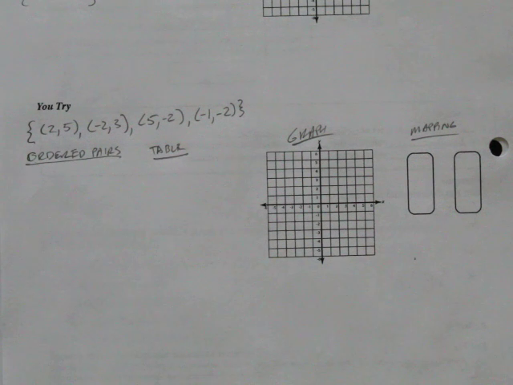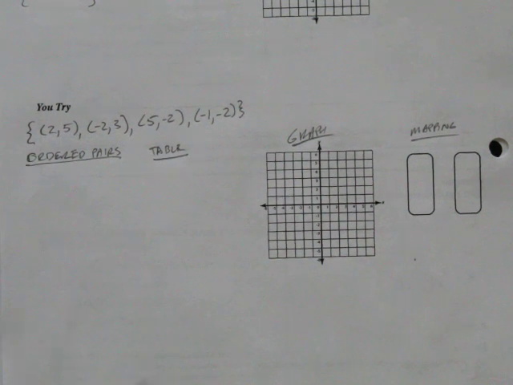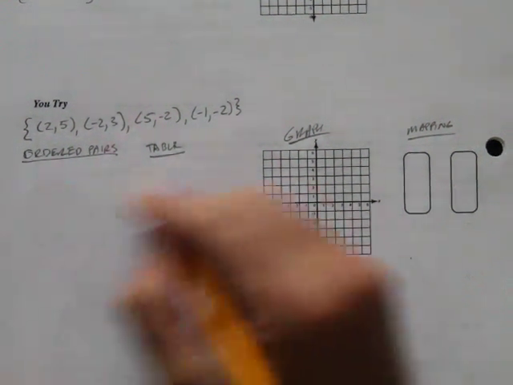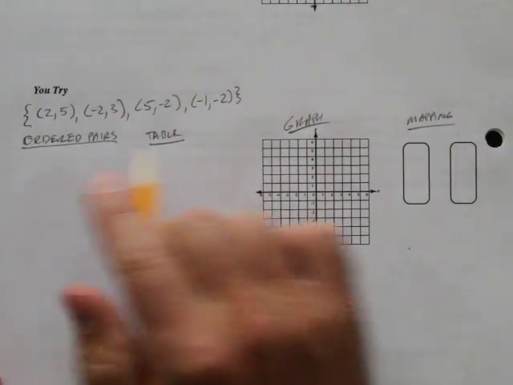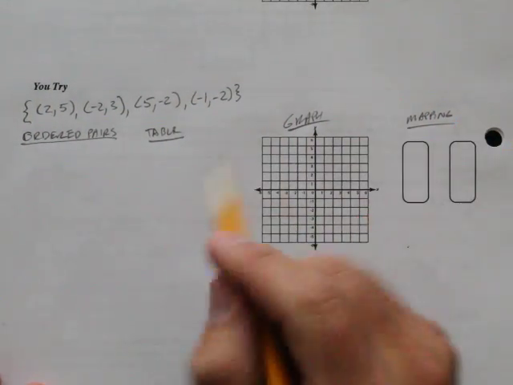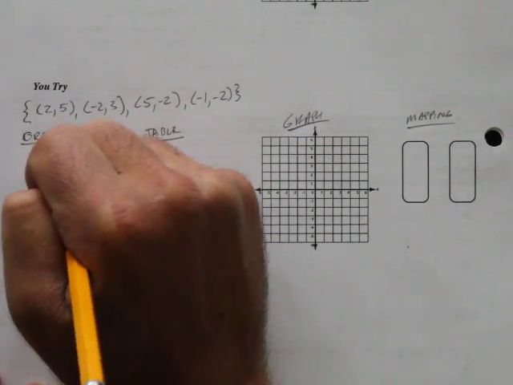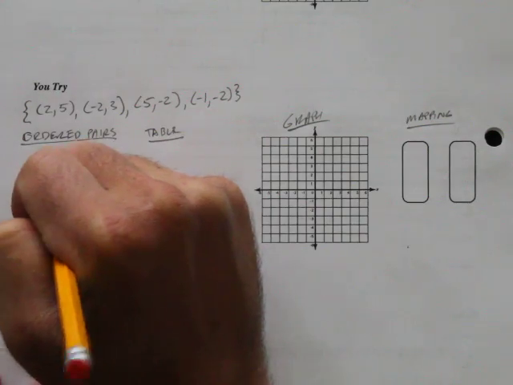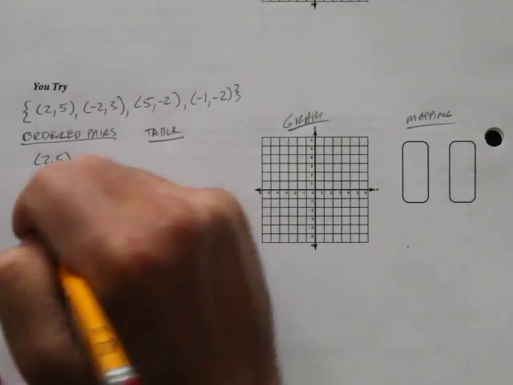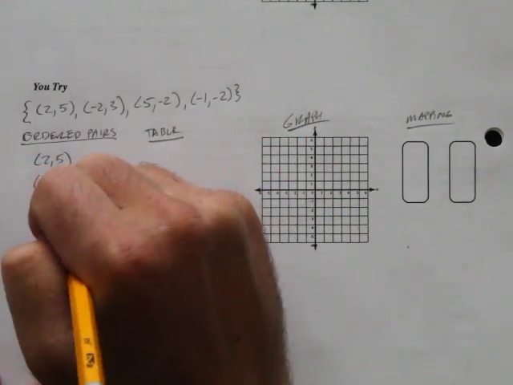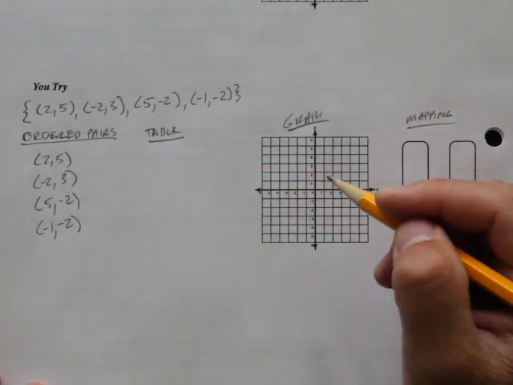So you're going to go ahead and pause, and then we'll be right back and I'll work through it with you. Go ahead and pause now. And welcome back. Ordered pairs, I'm just going to list these guys vertically like we did earlier. (2, 5), (-2, 3), (5, -2), and (-1, -2). So I've listed my ordered pairs.